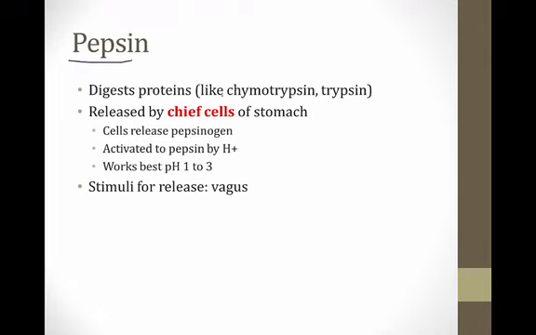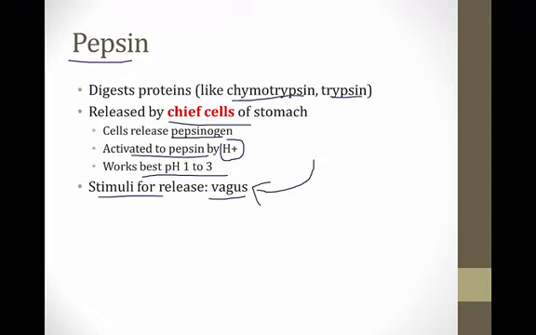Pepsin digests proteins just like the enzymes that come from the pancreas, chymotrypsin and trypsin. Pepsin is released by the chief cells, as I said. It's released as an inactive structure called pepsinogen, and pepsinogen is activated to pepsin by the protons in the stomach. It works best at pH 1 to 3, so it works best in the stomach where the pH is very low. And the stimulus for the release of pepsin is the vagus nerve. So when you are about to eat and you're thinking about eating, your vagus nerve gets activated and it stimulates the release of pepsin into the stomach, so it is waiting to digest the proteins that you consume in your meal. And that concludes our module on GI secretions.